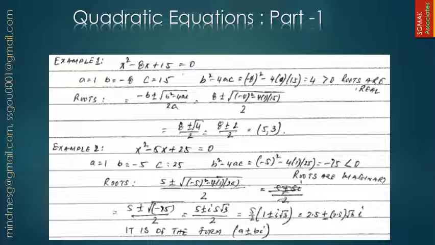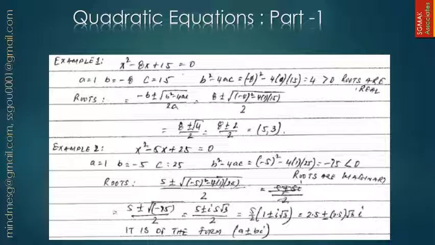Next example, x squared minus 5x plus 25 equals 0. Again, if I map with the general form, a is 1, b is minus 5, c is 25, the discriminant is less than 0, roots are imaginary. So roots are 2.5 plus minus 2.5 times square root of 3 times i. The general form of imaginary roots for a quadratic equation is a plus minus bi. They always occur in pairs.